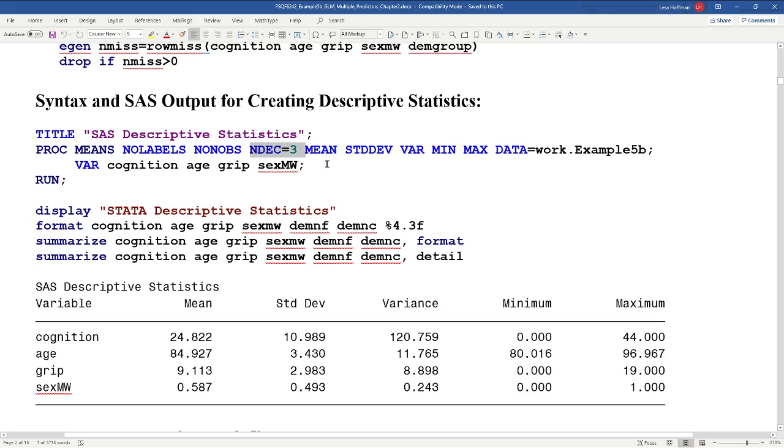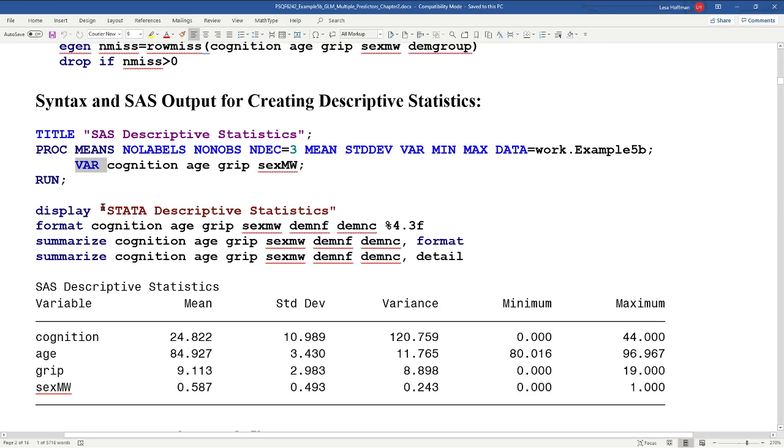By default, you get mean, standard deviation, min, and max. You don't get variance, which I have added here with the keyword var, and I'm telling it which data set to use. Var here is a list of which variables you want the means for. So even though it's the same word twice, they mean different things. In the proc means line, this refers to variance, whereas var here refers to the list of variables for which you want summary information.